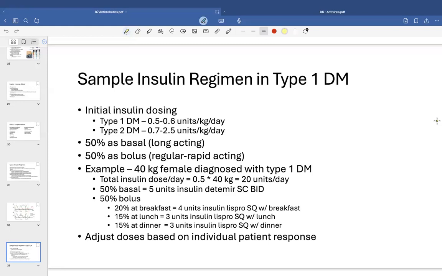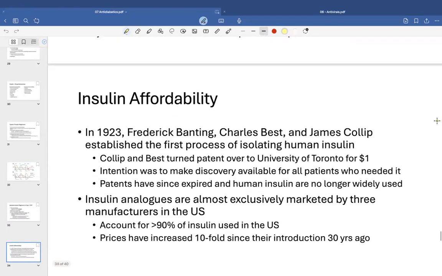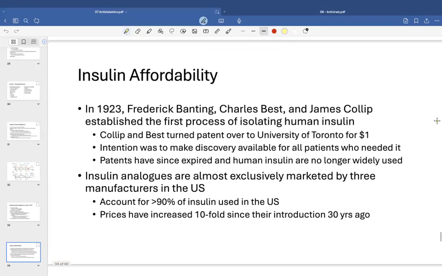Again, I will defer to your clinical courses as far as how you actually go into the nuts and bolts of that, but this is just kind of an overview. All right, so any questions on pharmacology of insulin? That was kind of it.